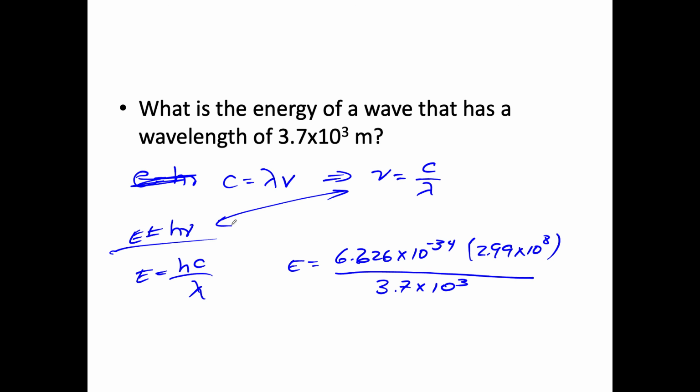6.626 times 10 to the negative 34 times 2.99 times 10 to the 8, then divide by 3.7 times 10 to the third. You're going to get a number that is equal to 5.35 times 10 to the minus 29th, and that's joules. Believe it or not, that is a low number for energy, but it is equivalent to what this wavelength is.